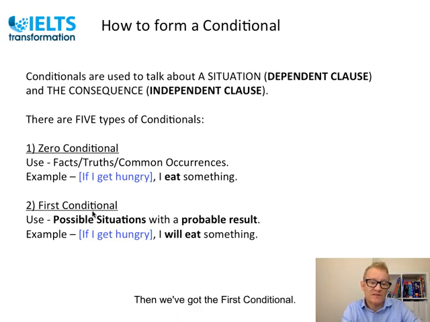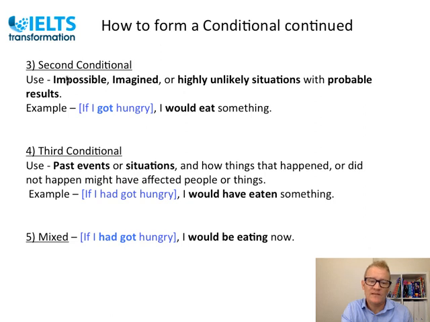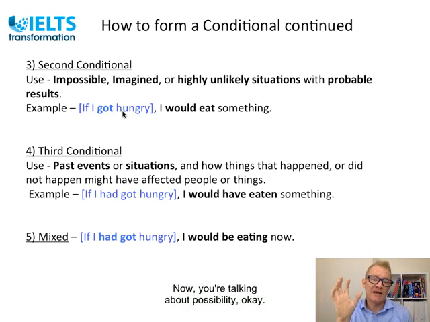Then we've got the first conditional. If I get hungry, I will eat something. So possible situation and result. What will be the result of that? Sorry. So these are very common. Now the second conditional is used for impossible, imagined, or highly unlikely situations with probable results. If I got hungry, I would eat something. Now you're talking about possibility.